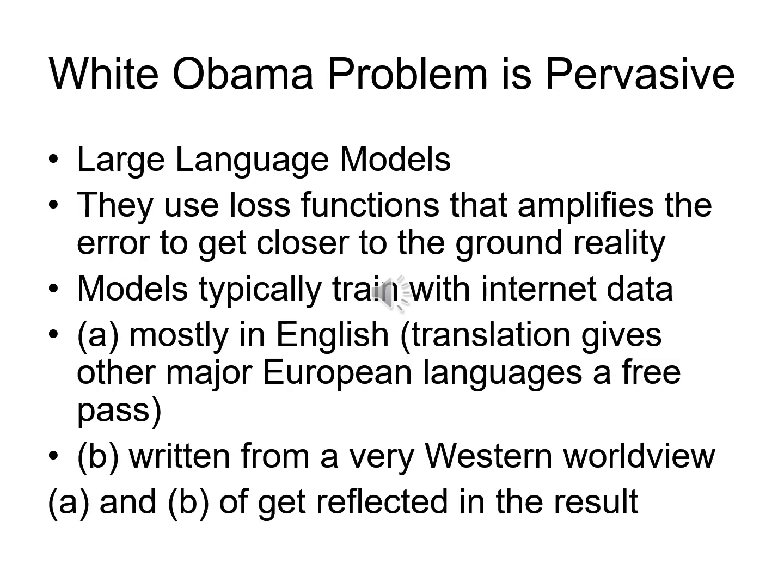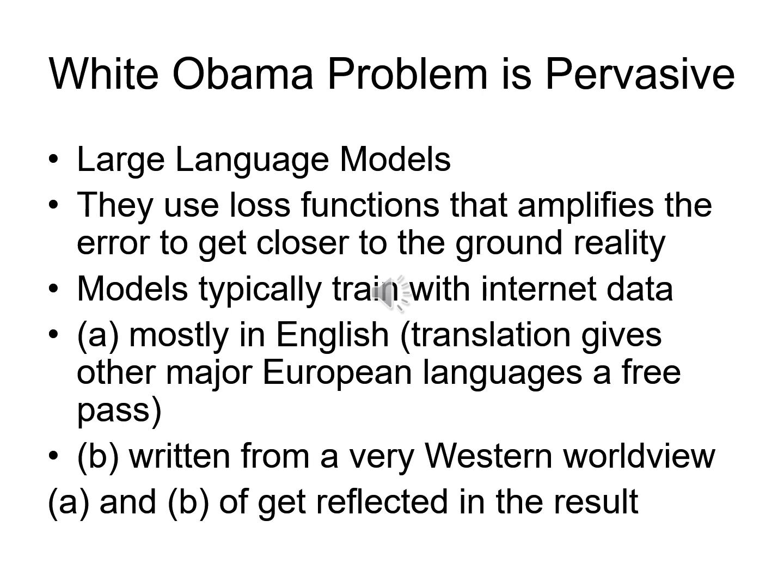Now, this white Obama problem is a pervasive problem. It does not apply just to images, although we illustrated that with images. It also applies with equal force to large language models like ChatGPT and Bing and the forthcoming Google's Bard. They all are large language models, and they all use loss functions that amplify the error to get closer to the ground reality or the original text.